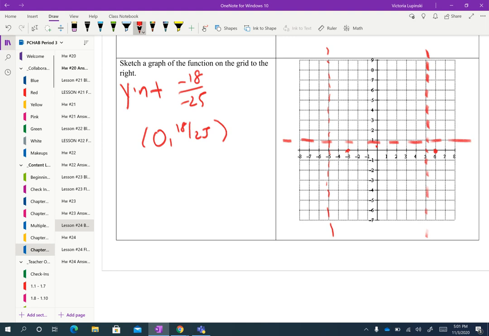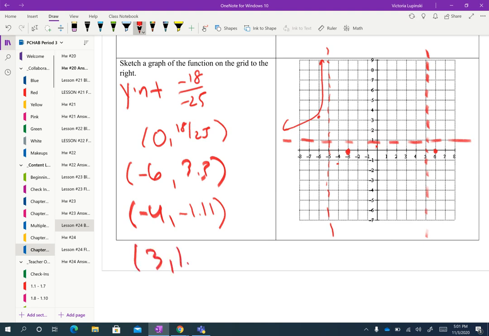If you can't, plug in a couple of extra points. I'm going to plug in something like -6. If I plug in -6, I would get 3.3. That's how I know that that piece is without a doubt above the asymptote, which means here is piece 1 of my graph. For the piece in the middle, I have a 0 and I have a y-intercept. Let's say that I want to know where it starts. If I plug in -4, I get -1.11. That's down here. If I plug in 3, I get 1.12. That's here.